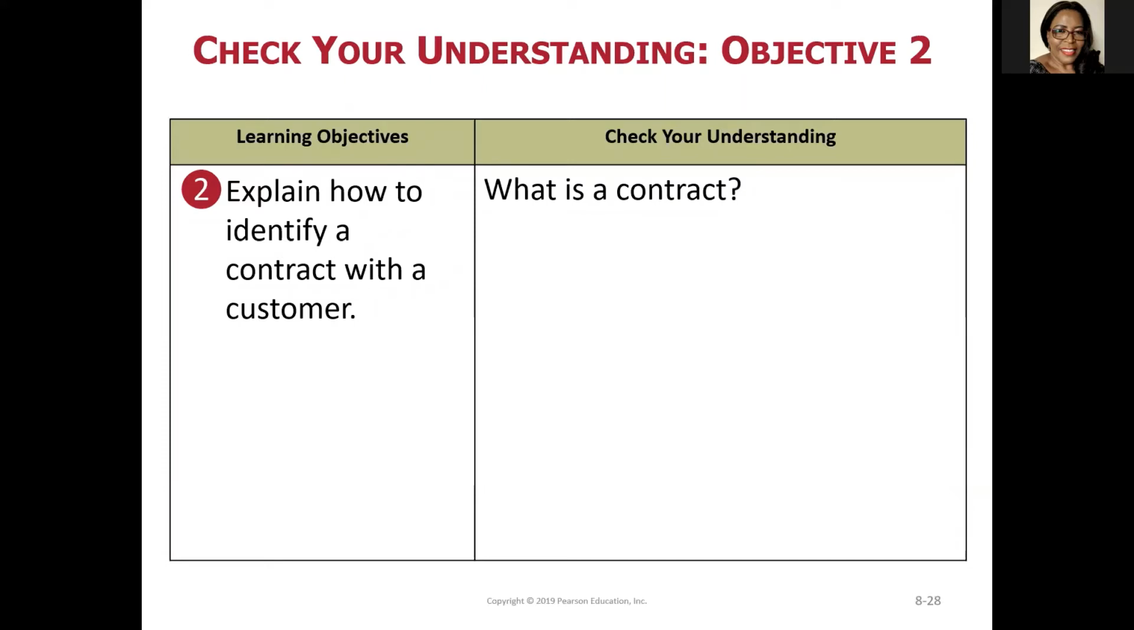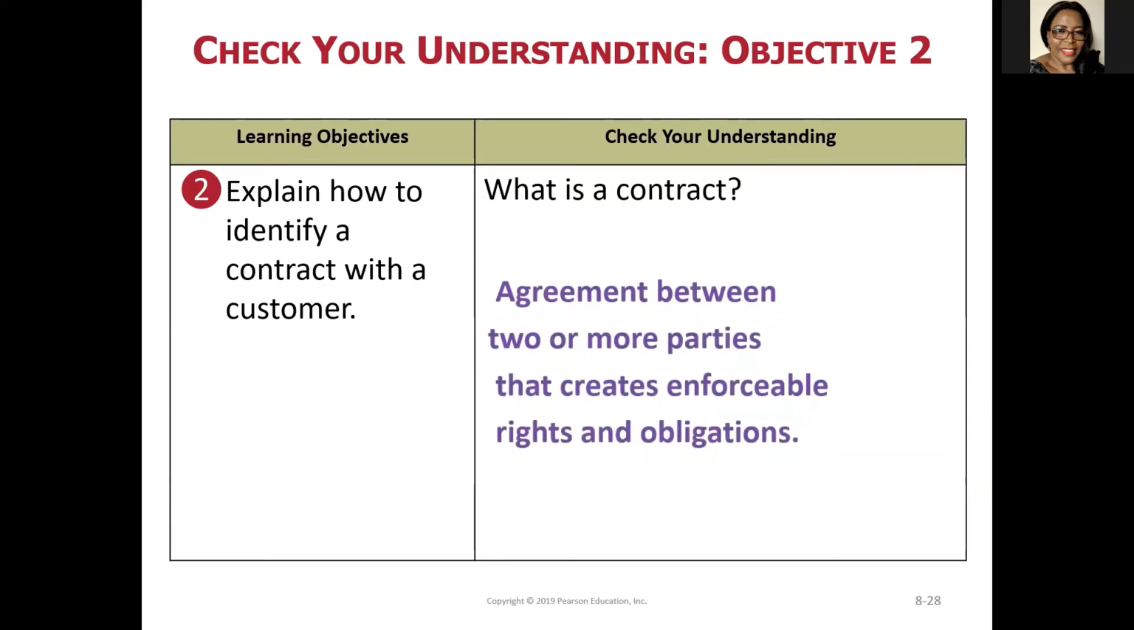So what is a contract? This is the end of objective 2. Check your understanding. What is a contract? A contract is an agreement between 2 or more parties that creates enforceable rights and obligations.